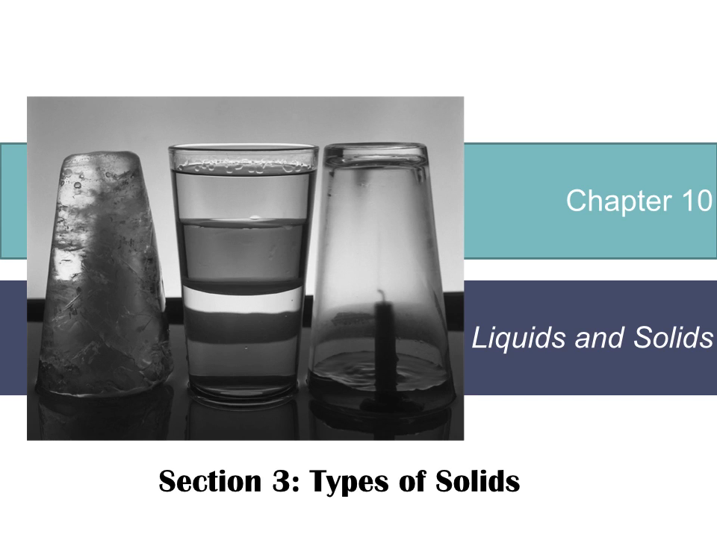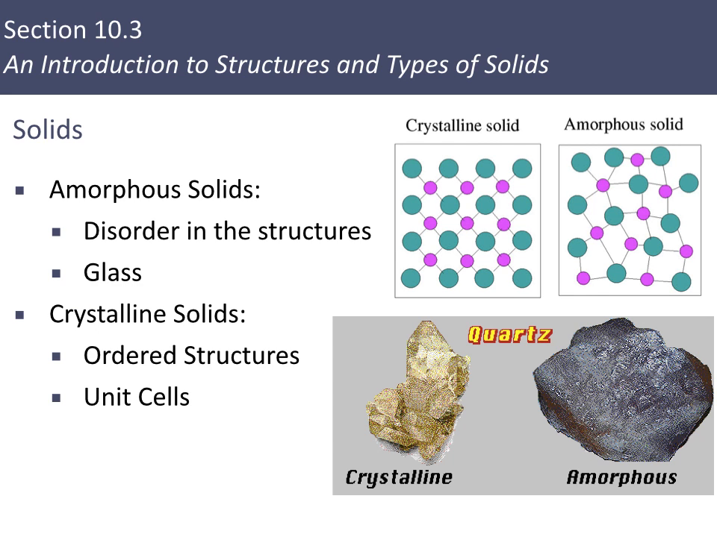Section 3 of Chapter 10 deals with the different types of solids. There are two main types of solids. You have an amorphous solid and a crystalline solid. Amorphous is disordered, and you can look at the picture and see there's no organization of the molecules within an amorphous solid. Crystalline solids have a highly regular arrangement of their components. They're often ionic, for example, table salt. An example of an amorphous solid is glass.